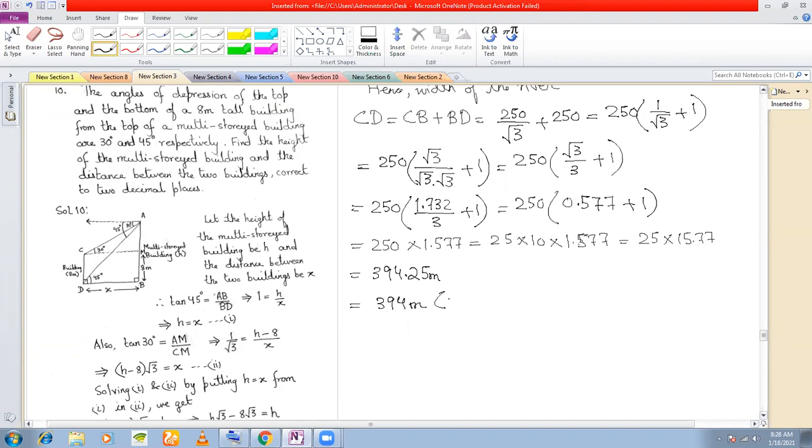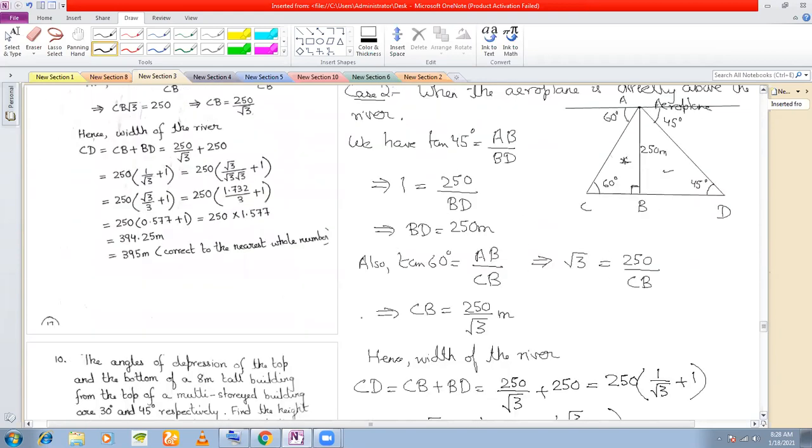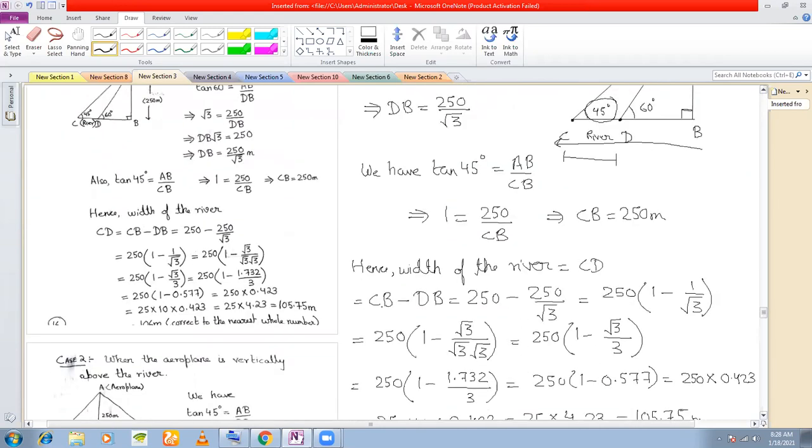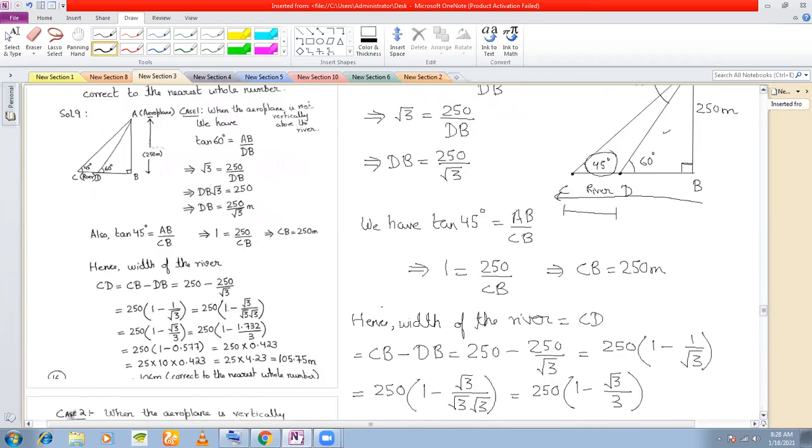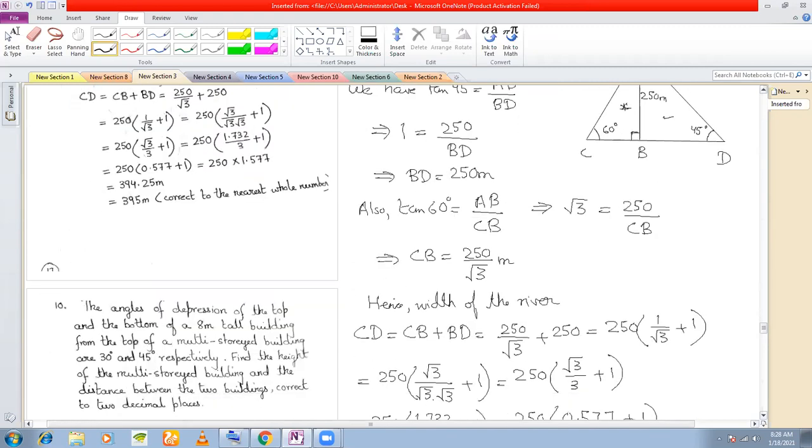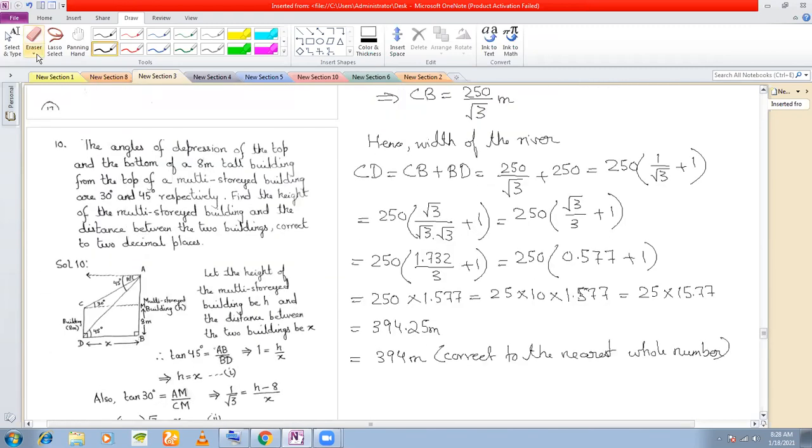Fine, 395. Correct to the nearest whole number. 394 is also correct to the nearest whole number. 395 is also correct to the nearest whole number. Okay. So that's how you solve this problem. In fact, this was a long problem, and it covered both the types, type 1 and type 2. Let us now move on to the next problem, number 10.